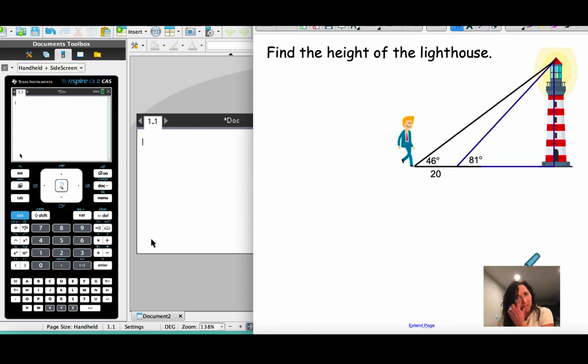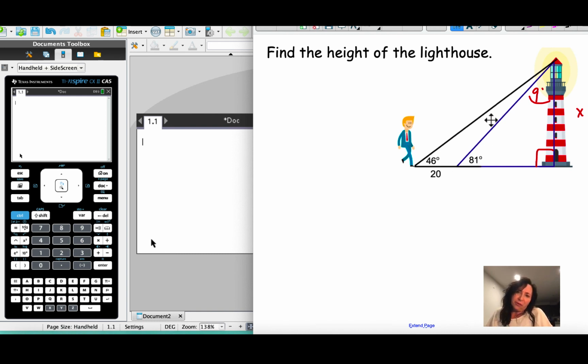So we're going to start off with this problem. Find the height of the lighthouse. So your job is to find the actual height, this length all the way to the top, that one right there. The first thing we want to do is figure out what information we know. We know that this is perpendicular, that means it's 90 degrees. We know that this is 81 degrees. So if that's 90, that's 81, this angle right up here should be just 9 degrees, because they have to all add up to be 180.